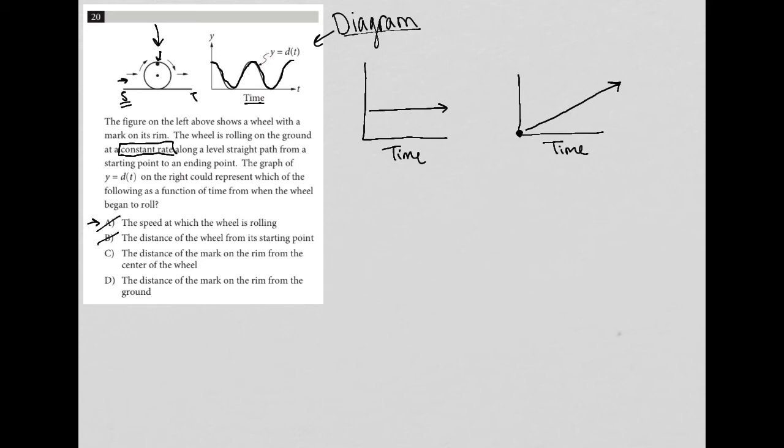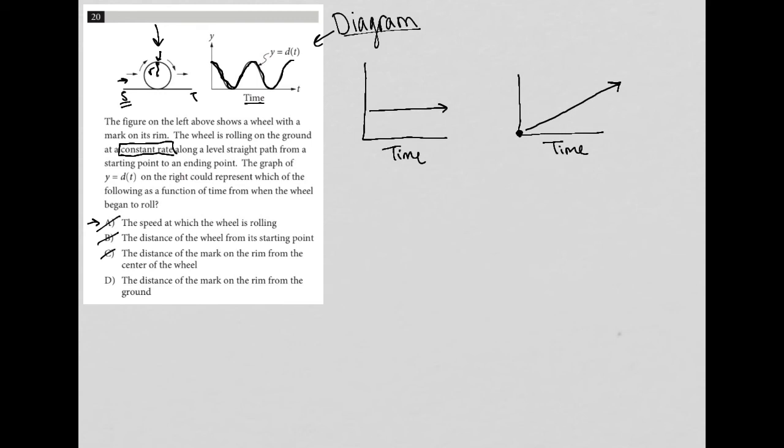Choice C, the distance of the mark on the rim from the center of the wheel. Well, the mark on the rim to the center of the wheel, well, that's called the radius. The radius, or the distance between that mark and the center, the radius of a circle never changes, right? So it doesn't go, again, down to nothing and then back up to a maximum. So choice C is also gone.